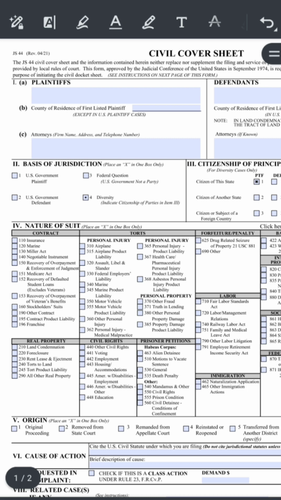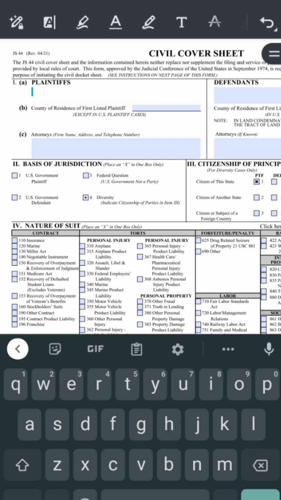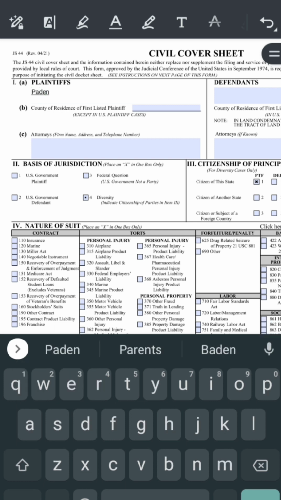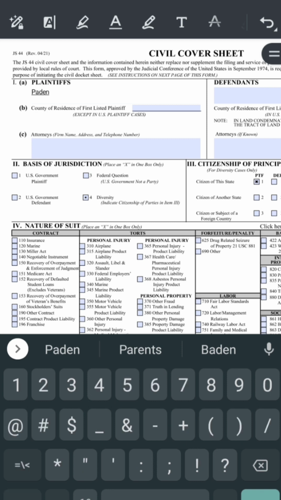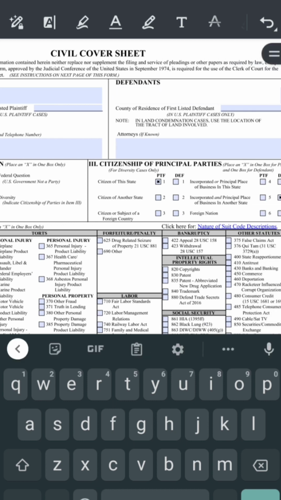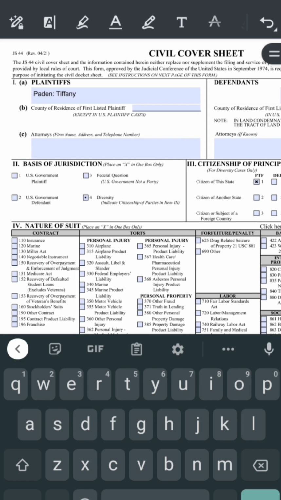So we are going to say that I am going after the Consumer Reporting Agency, since we are talking about credit, okay? So I, the plaintiff, which is the creditor, I'm going to put my last name, and then my first name, okay? And the defendant, let me go back over here.